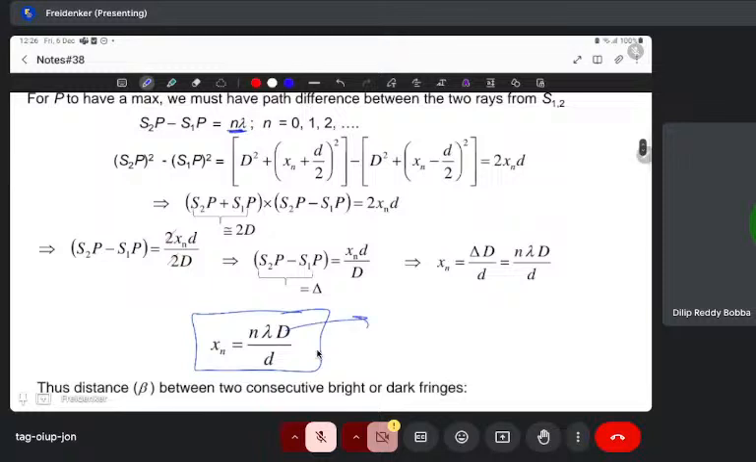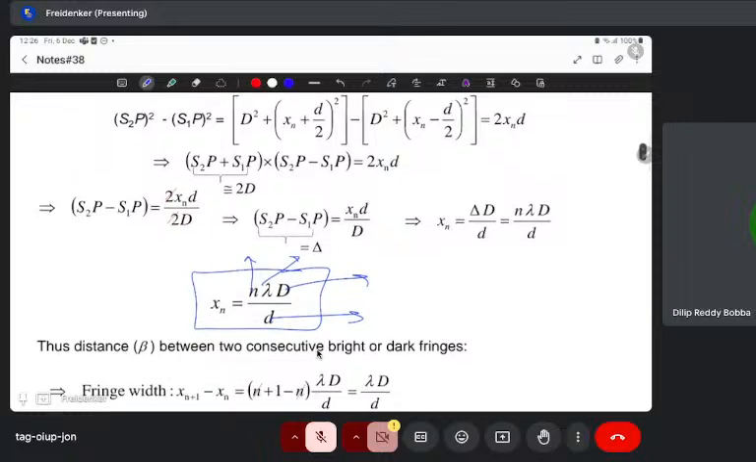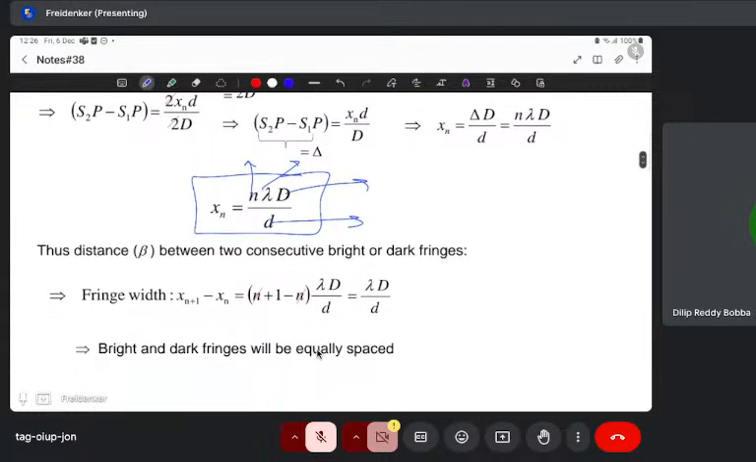D is the distance between the barrier and the screen. Lambda is the wavelength of light. N is at which position. Small d is the distance between the two pinholes. Fringe width, yes. So fringe width is basically the distance between two consecutive maxima or consecutive minima. So if you have x0, x1, this is fringe width. So all they're doing is taking the difference. That's it. So n plus 1 is there, n is there, fine. So this is fringe width.